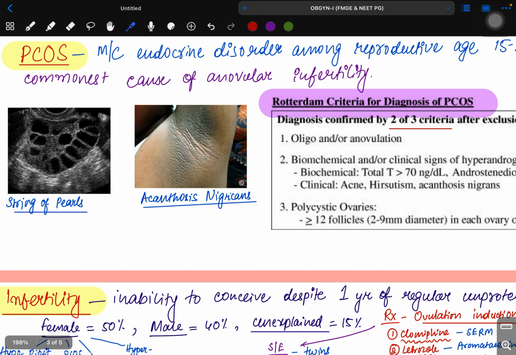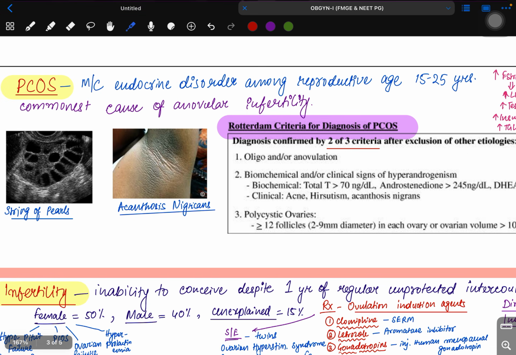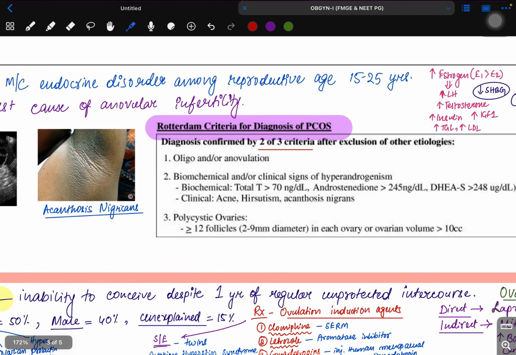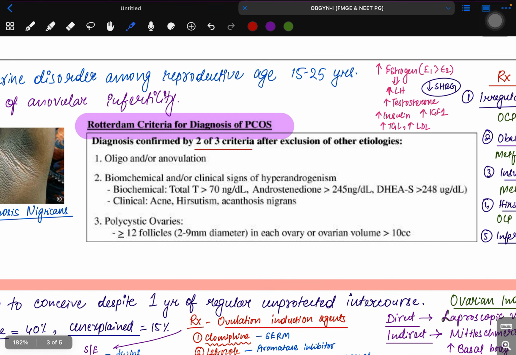So here on the ultrasonography, you will find the string of pearls appearance. Here you can find a string of pearls like appearance in PCOS. And this is another symptom of PCOS. The clinical feature is acanthosis nigricans on the neck and on the axilla. You can find acanthosis nigricans. This is the Rotterdam criteria for the diagnosis of PCOS. You have to study it.